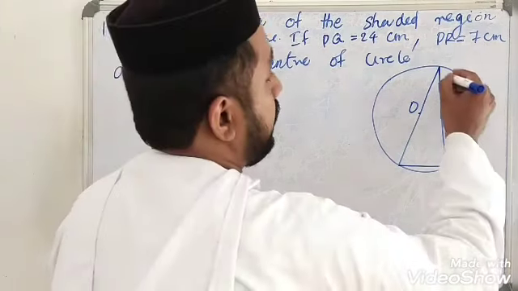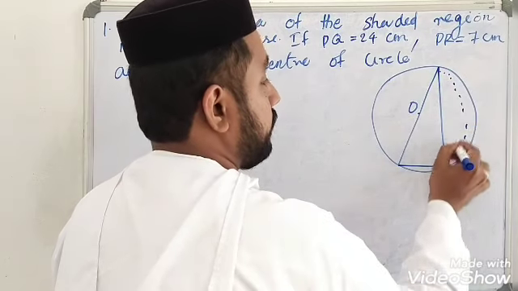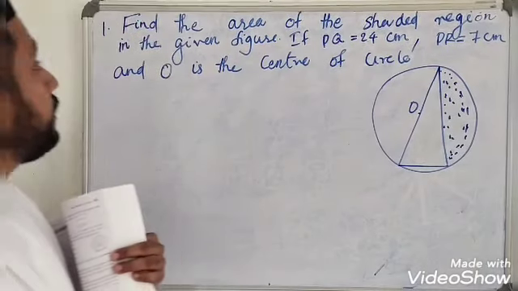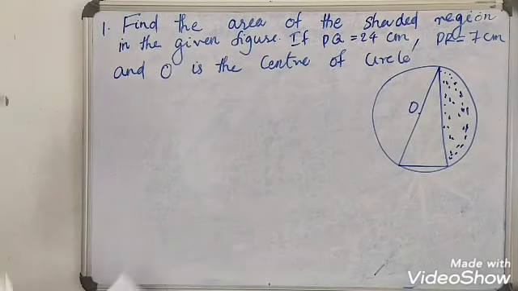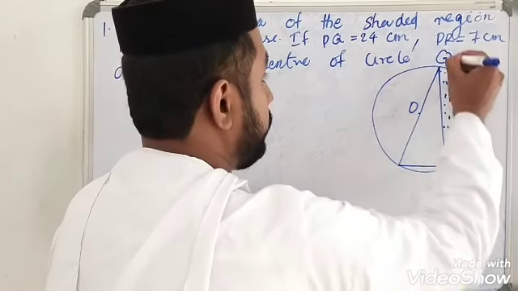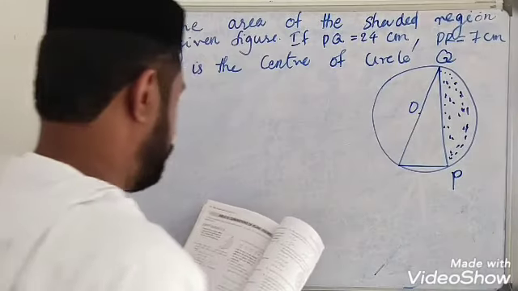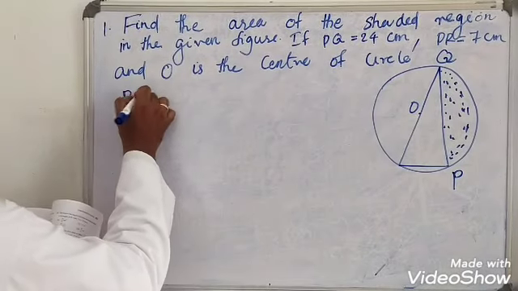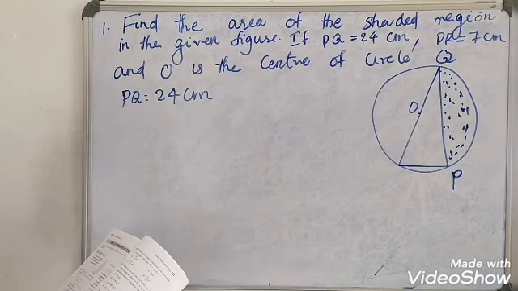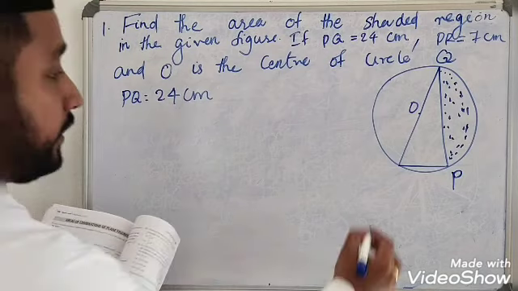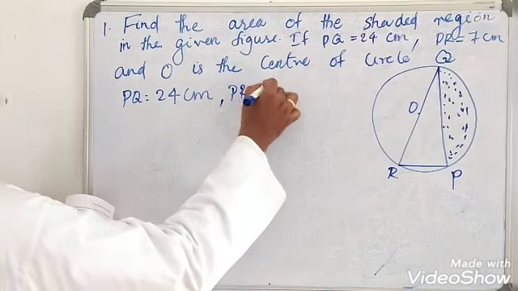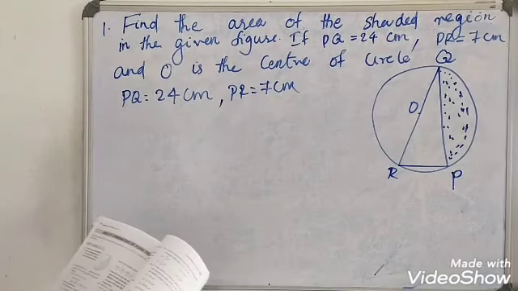So this is the shaded region. There is a circle. This is the shaded region in the given figure. If PQ is equal to 24 centimeter, this is Q, this is P, PQ is equal to 24 centimeter and PR is equal to 7 centimeter. Let us take this as R. PR is equal to 7 centimeter.